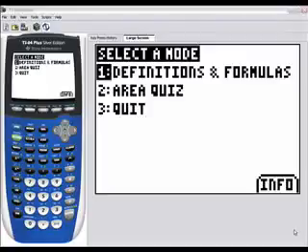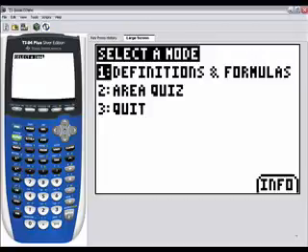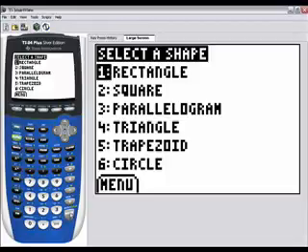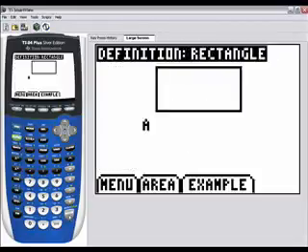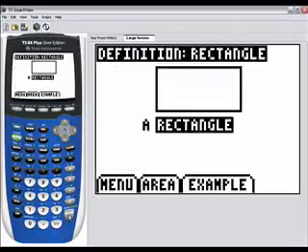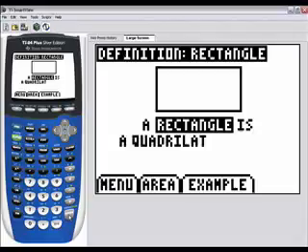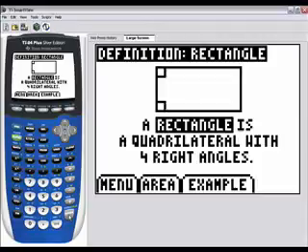This section is on using formulas to find areas of rectangles, parallelograms, and triangles. So first of all, let's look at rectangles. Here we've got a rectangle, a quadrilateral, and it's got 4 right angles, as you can see.